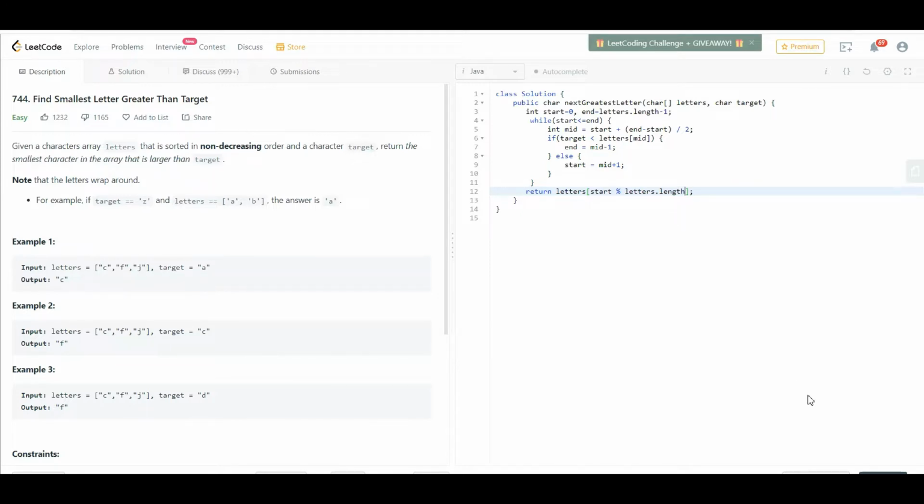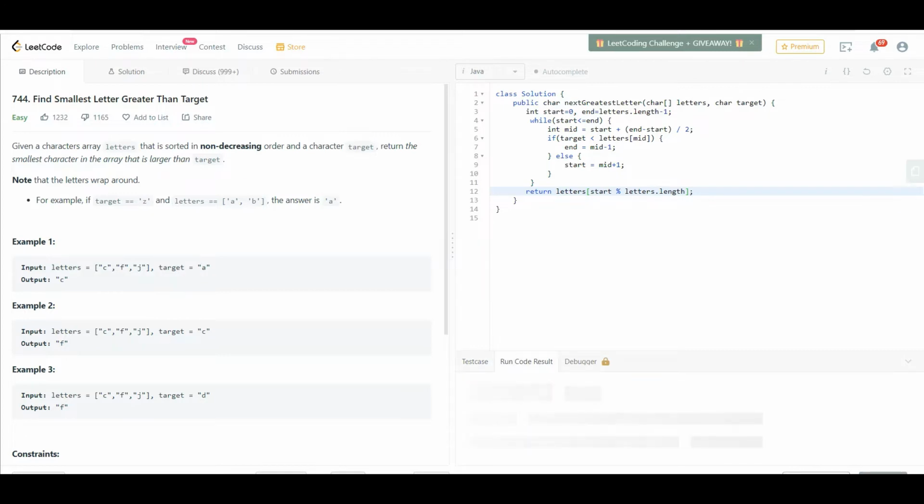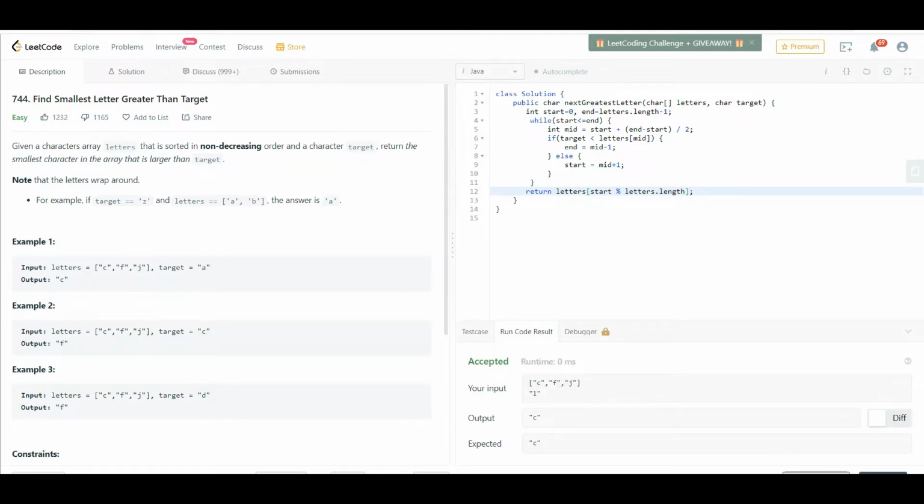So I think it should work now. Let me check if it works or not. Yeah, it did work. Let me try one or two other cases. This one is for an element like this one. If we have something like d, let me check for c if it works or not. Now let me check one more test case, that is for J. If our target element is greater than our last element, is it returning the correct answer or not? Yeah, it did work.